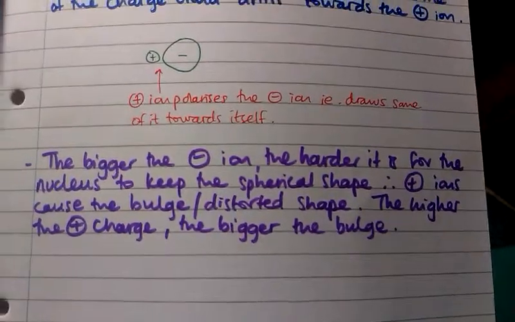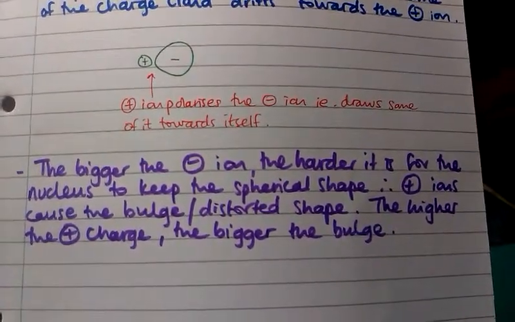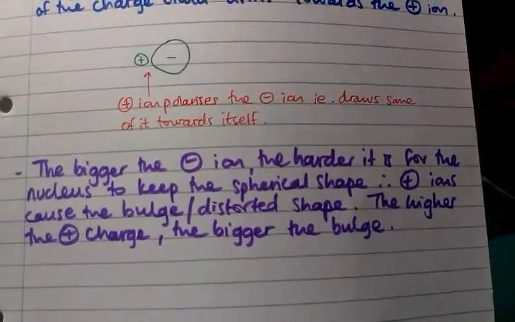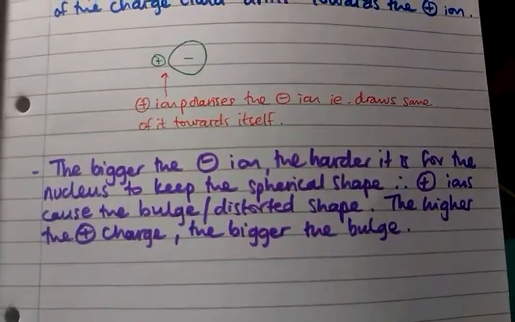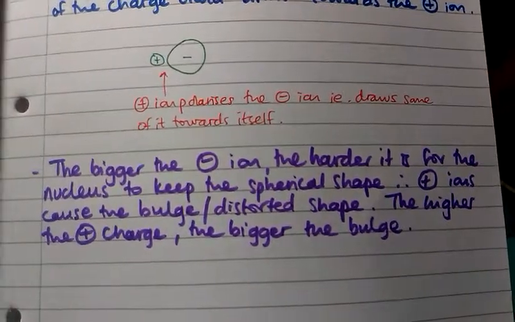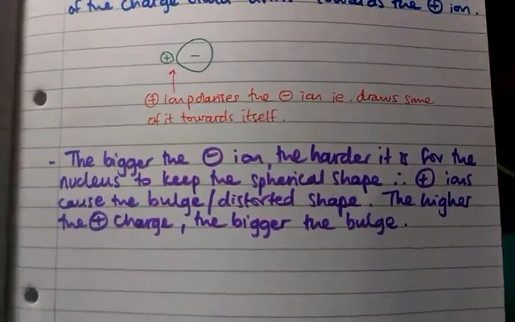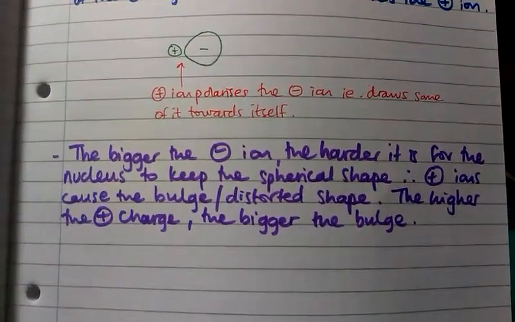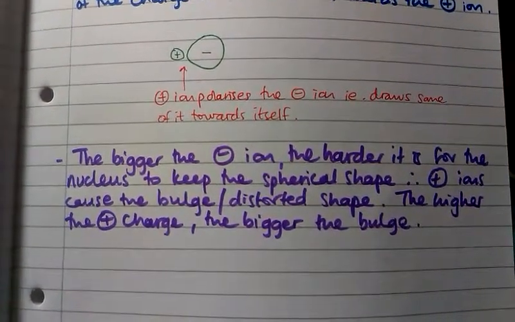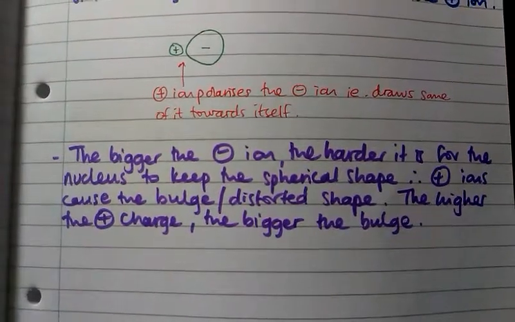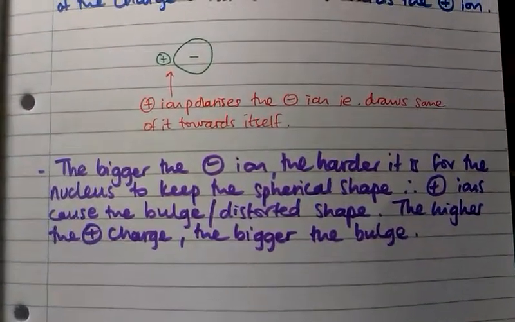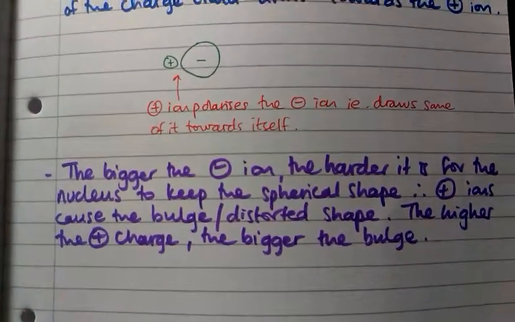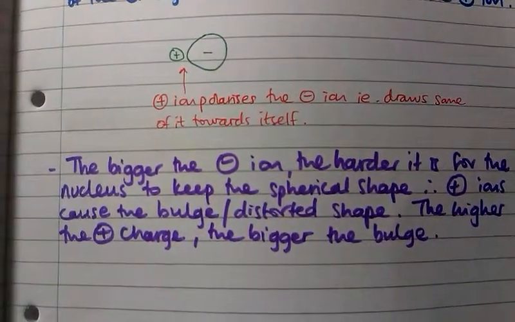The bigger the minus ion, the harder it is for the nucleus to keep the perfect spherical shape. And so the plus ions can polarize it more easily and cause the bulge. And the higher the charge on the plus ion, the bigger the bulge on the minus ion.